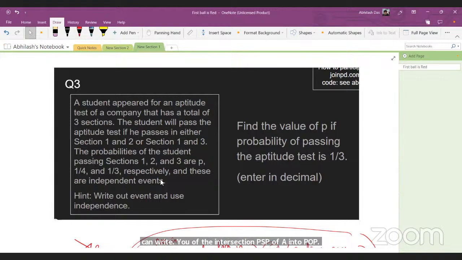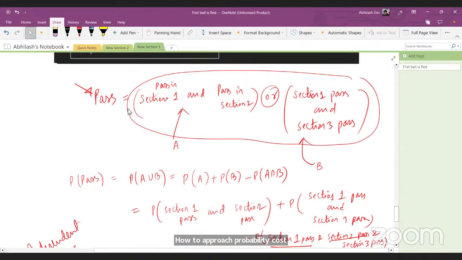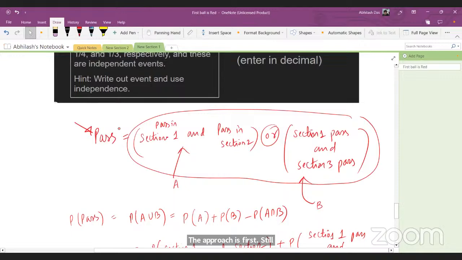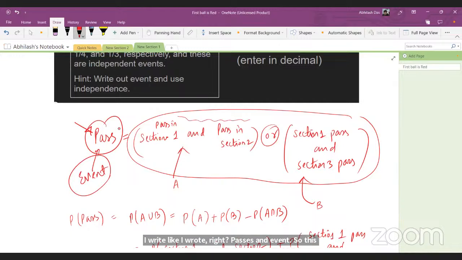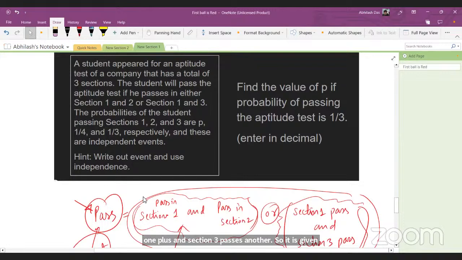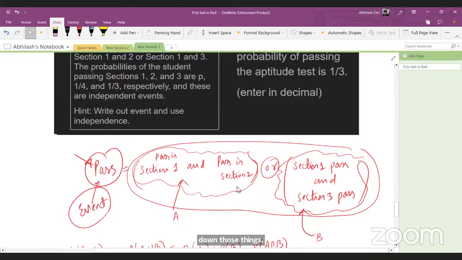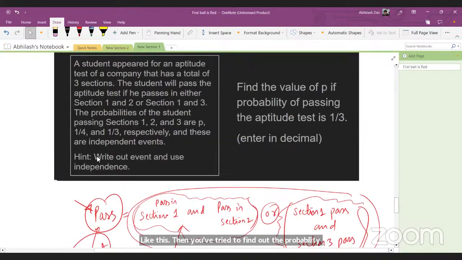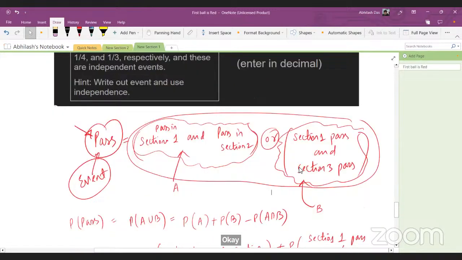Sir, I have a doubt. How to approach a probability question? The approach is first you write down the events like I wrote, right? Pass is an event that I've defined. So what is this event? The event is the student passing in section 1 and section 2, and section 1 pass and section 3 pass is another. So it is given in the question. Whatever information is given to you, we just write down those things like this. Then you try to find out the probability. Okay. So the value of P will be 2 by 3.